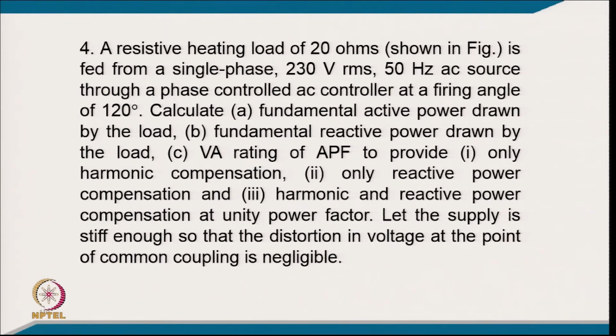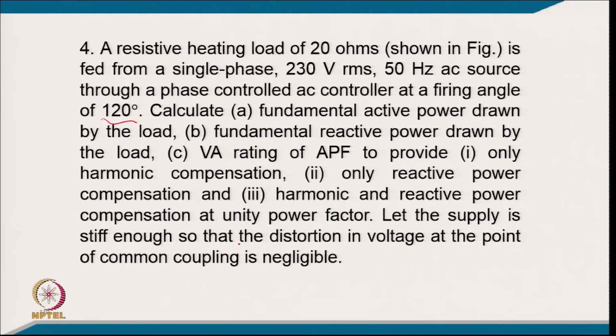Now, coming to the fourth numerical problem. A resistive heating load of 20 ohm is fed from a single phase 230 volt RMS 50 hertz AC source through a phase control AC controller at a firing angle of 120 degree. Calculate the fundamental active power drawn by the load, the fundamental reactive power drawn by the load, and the VA rating of the active shunt filter to provide: A, only harmonic compensation; B, only reactive power compensation; and C, harmonics and reactive power compensation at unity power factor.